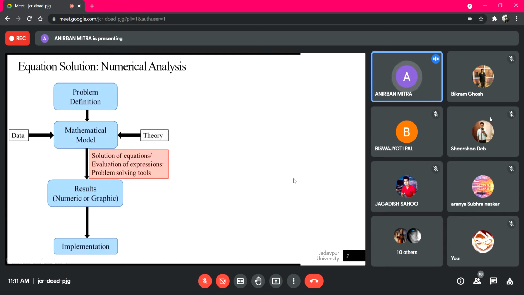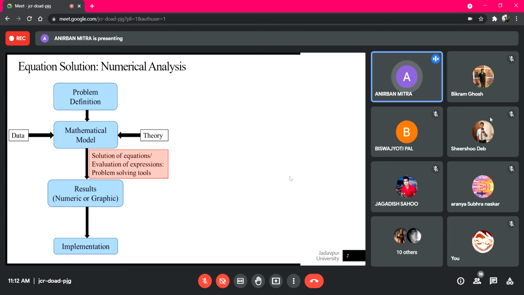And how is this done? How do we convert the problem definition to a mathematical model? This is done with the help of theoretical knowledge. You can say basic scientific and technical knowledge combined with, of course, the common sense, and augmented by experimental as well as observational data.